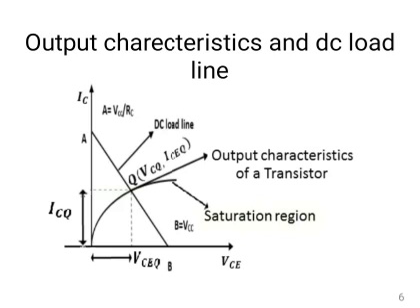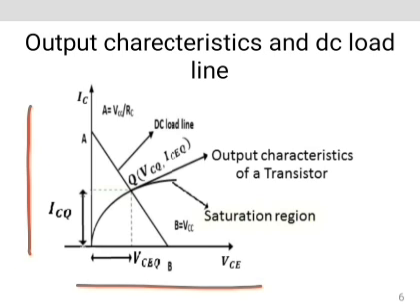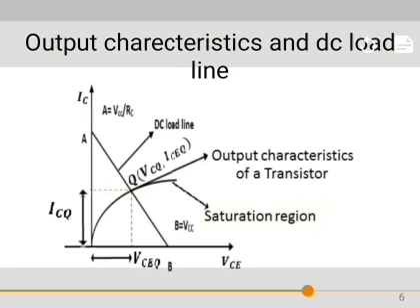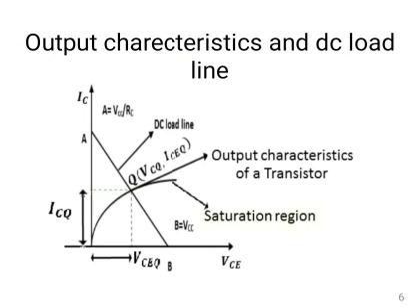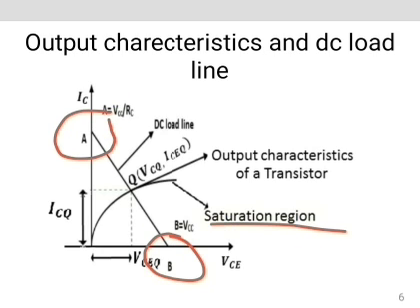This is the output characteristics and DC load line. X-axis is VCE, y-axis is IC, the point A, the point B. That means the straight line passing through A and B in the saturation region is called the DC load line. So this is the DC load line.